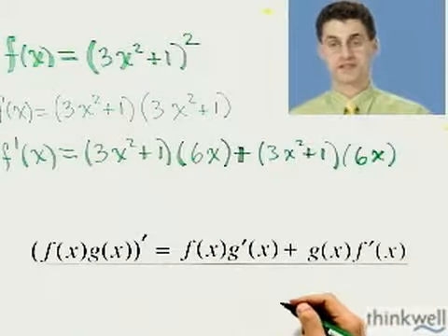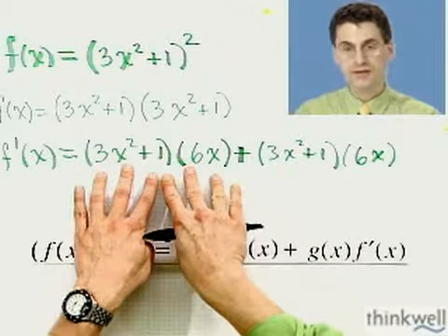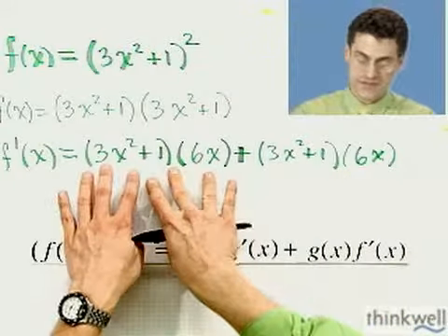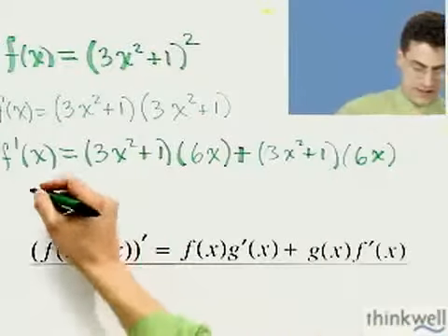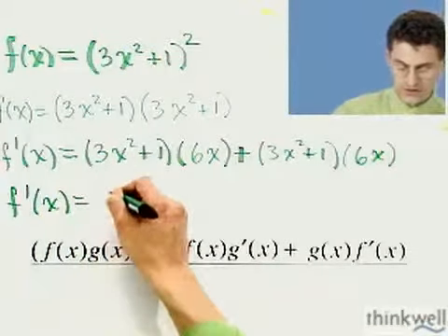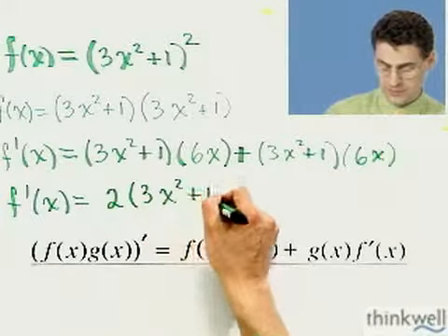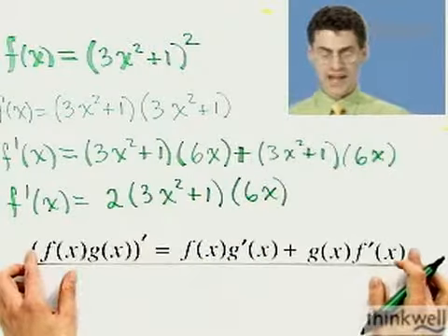Actually, you could simplify this a little teeny bit if you notice that, in fact, I have this number and I'm adding it to itself. These are the same. So if I have something and I add it to itself, I have two of them. So in fact, I could report that the derivative equals 2 times 3x squared plus 1 times 6x. And I did that using the product rule.